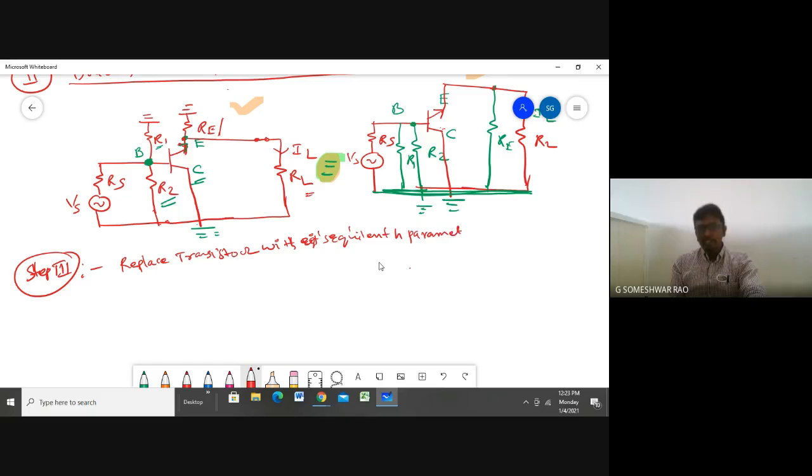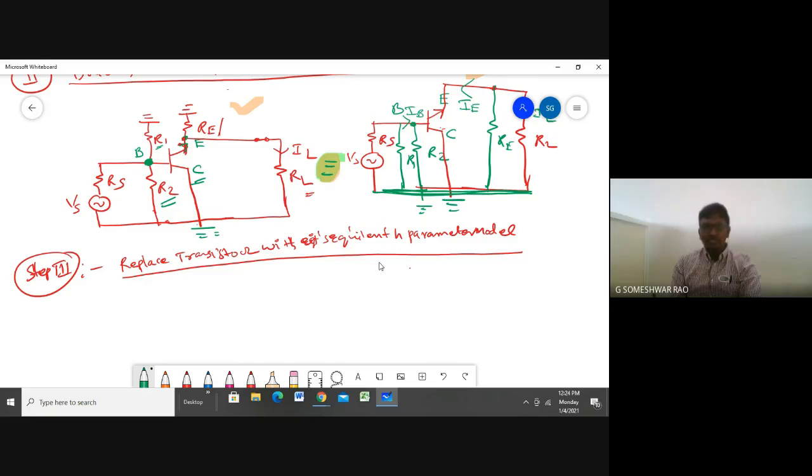So what is this one? Common collector H parameter model. So we are supposed to draw the H parameter equivalent of the common collector. Is it okay? So we have to identify the input current, output current, input voltage, and output voltage. What is the input current? IB is the input current, because this will give you HR into V2. And the current which is flowing through is IE, the current flowing through the IC.